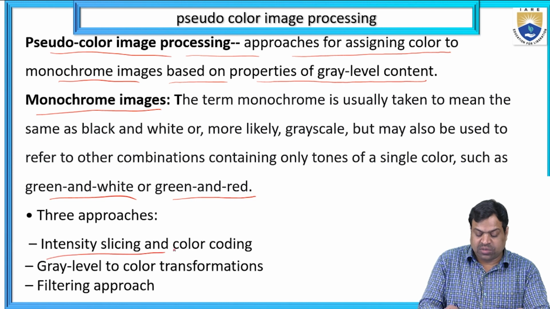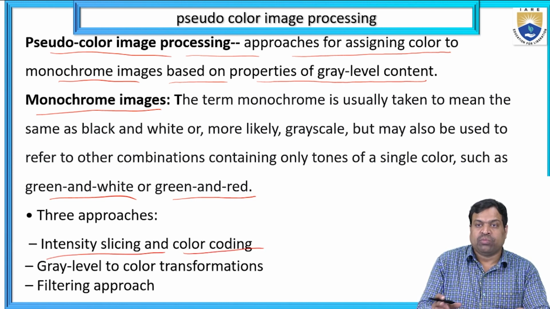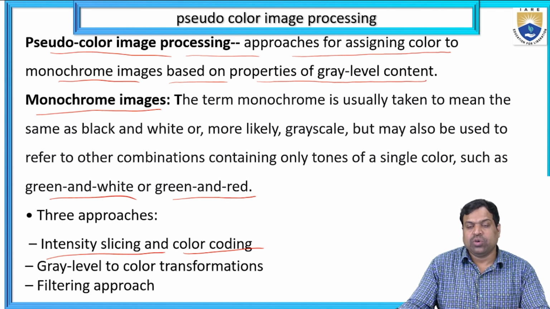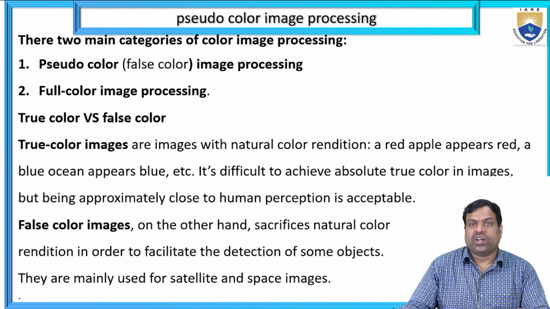So what are the approaches for monochrome images? Intensity slicing. Intensity slicing means we are changing the intensity levels from black and white to color or color to black and white, then gray level to color transformation, and filtering approaches. These are the three approaches. And what are the main categories of image processing? Pseudo color image processing, that is false color. Full color image processing, that is true color. So true color versus false color means full color image versus pseudo color image.